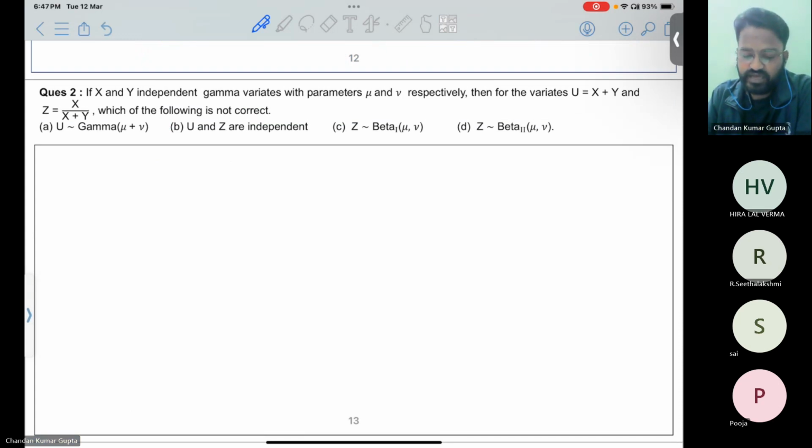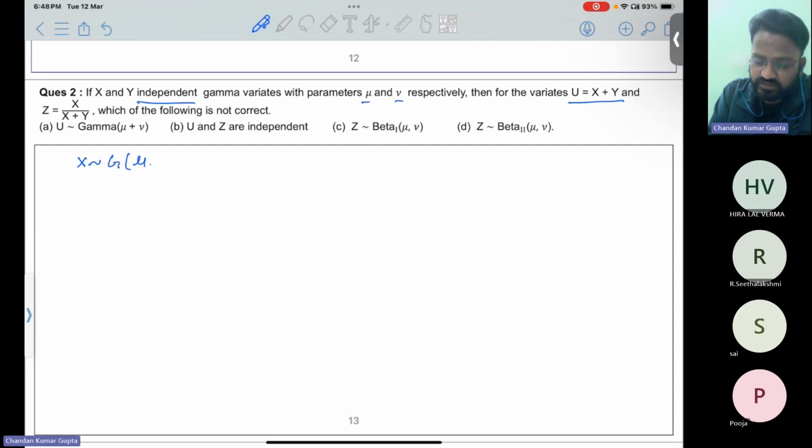if x and y are independent gamma variables with parameters mu and nu, then for the variates u equal to x plus y and z equal to this, which one of the following is correct? Okay. So here it is given that x follows gamma with mu. It means a single parameter.